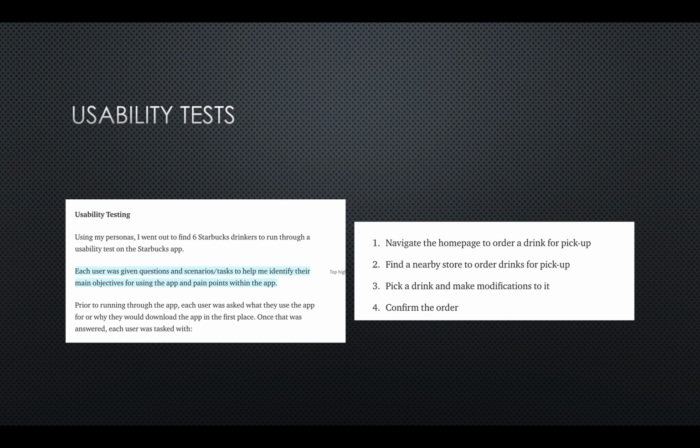Once that was answered, each user was tasked with finding the homepage to order a drink, finding a nearby store to order drinks, picking a drink and making modifications, and confirming the order. So maybe the usability test wouldn't be, I want to know how usable the whole website is. But maybe there's a section on the website that you want to run through with a couple of people to talk about how easy it is to do X, Y, or Z based on these different people.